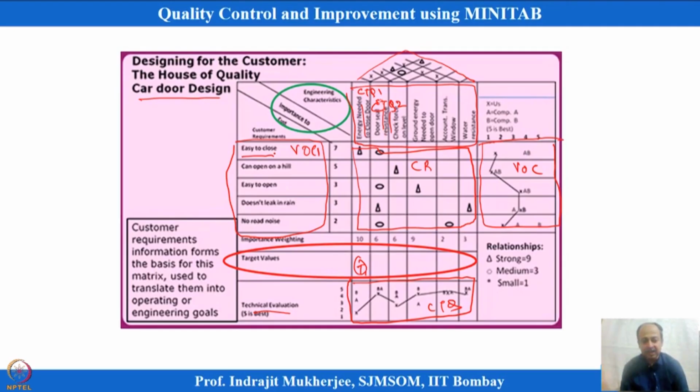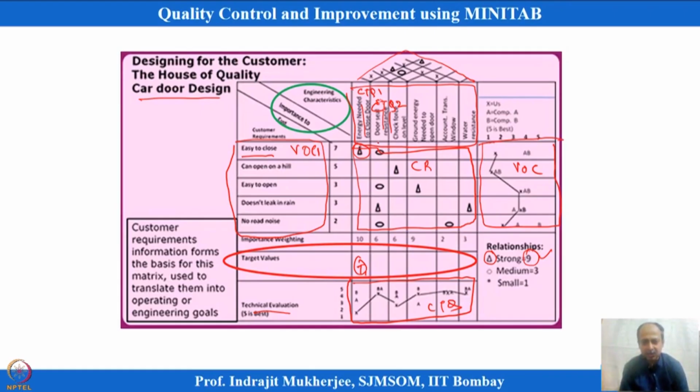So, easy to close is highly related with the energy needed to close the door. That is why this delta symbol is used, and this delta equals a strong relationship, rated as 9 over here. Okay. We are giving some numbers here which are arbitrary, and this can differ from organization to organization. What we are trying to say is what the interrelationship or correlation is between voice and CTQs. This is shown as a strong relationship. So, energy needed is highly related with easy to close.